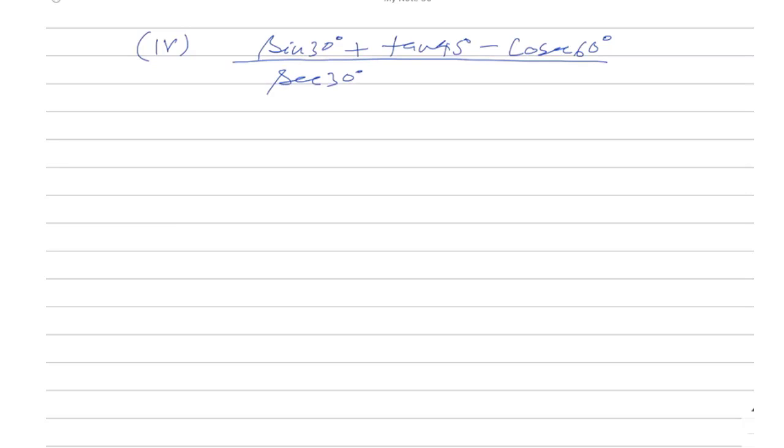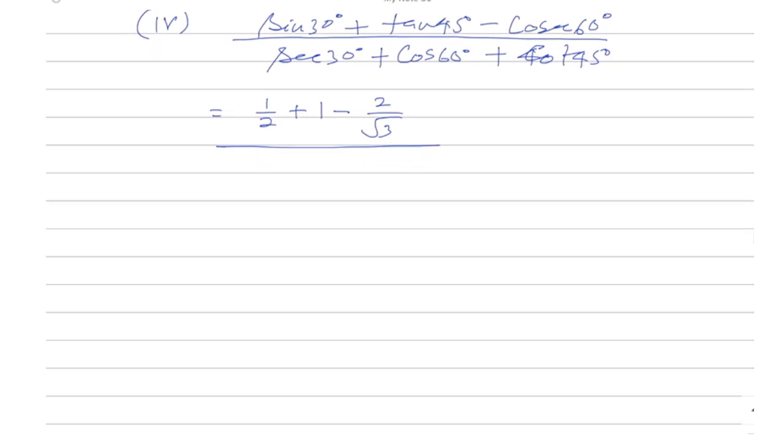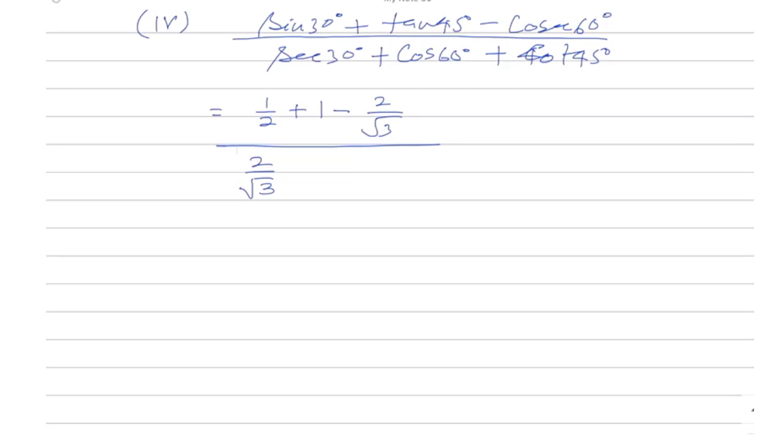The fourth part is sin 30 degree plus tan 45 degree minus cosec 60 degree divided by sec 30 degree plus cos 60 degree plus cot 45 degree. So sin 30 is 1 by 2 plus tan 45 is 1 minus cosec 60 degree is 2 by root 3, whole divided by sec 30 degree is 2 by root 3 plus cos 60 degree is 1 by 2 and plus cot 45 degree is 1.